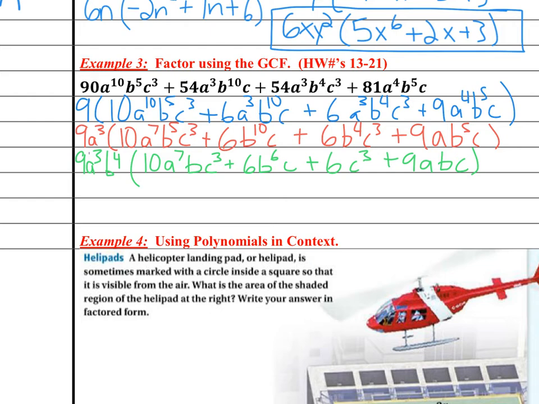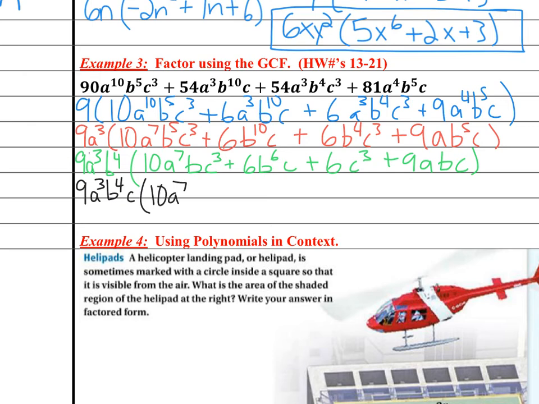Last letter to look at is C. First has 3, then 1, then 3, then 1. So what they have in common would just be 1. So 9A^3 B^4 C. That's the biggest common factor that they have. That's a pretty big one. Let's see what's left over.